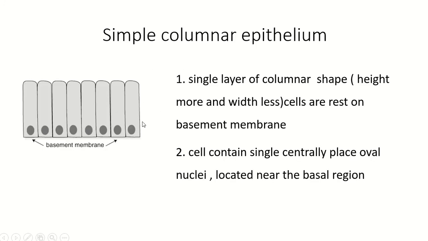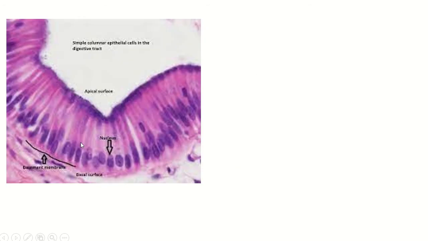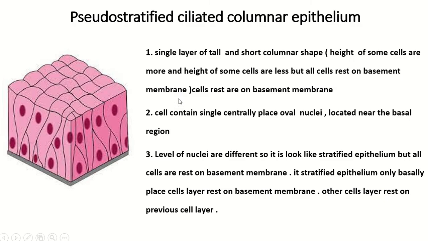Simple columnar epithelium: height is more than the width, and the shape of the nuclei is oval and present basally, leaving a pinkish apical area. So this is the histological slide of simple columnar epithelium. You can easily identify simple columnar epithelium by seeing the shape of the nuclei is oval and basally placed, leaving a pinkish white area of cytoplasm.